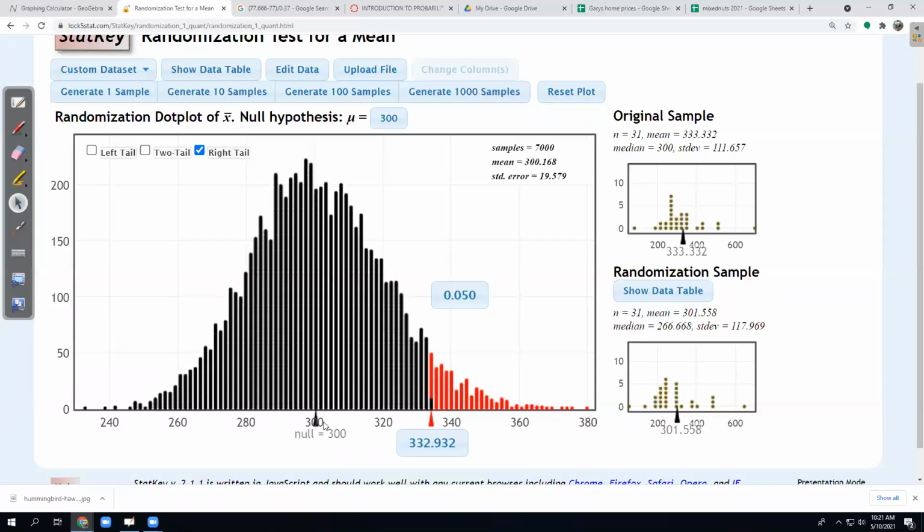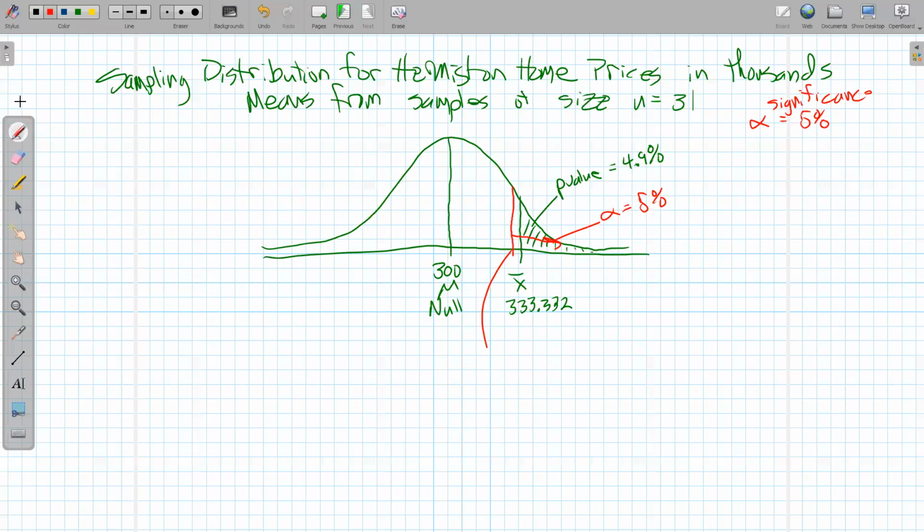If we went and grabbed another sample of 31 houses and found the average housing price was only 320,000, we would conclude that's close enough to 300,000 to say the housing prices really haven't changed much, is what we're trying to say here. So that's that cutoff there.